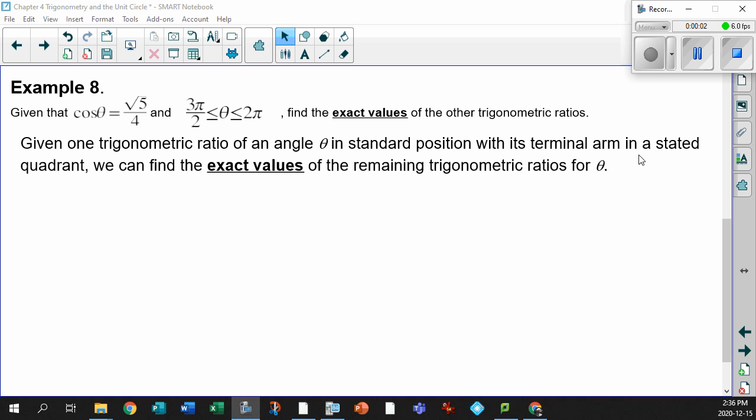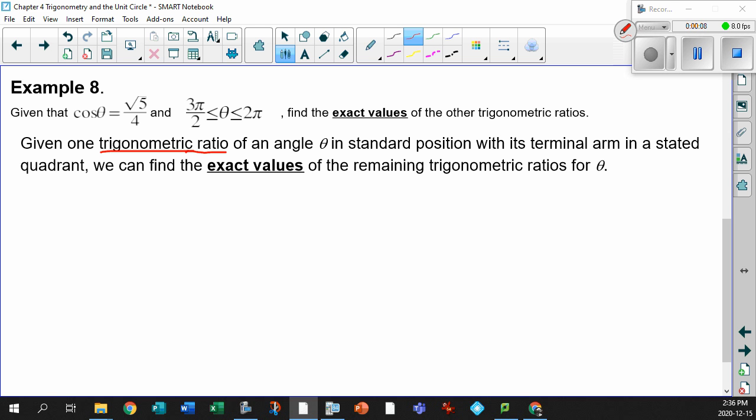It's playtime, baby. Let's look at this. It says, I'm going to give you one trigonometric ratio. I'm going to give you one of them. And I'm going to tell you exactly where this guy is. Do you realize from this one trigonometric ratio, I can figure out the exact values of all of the remaining trigonometric ratios? This is freaky. Wait, I'm going to show you how it's done.